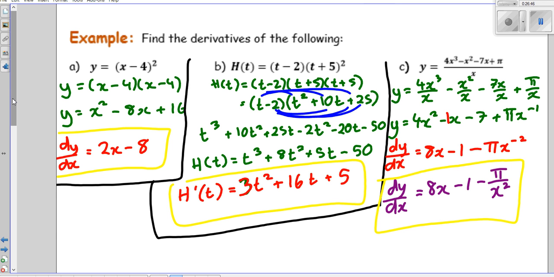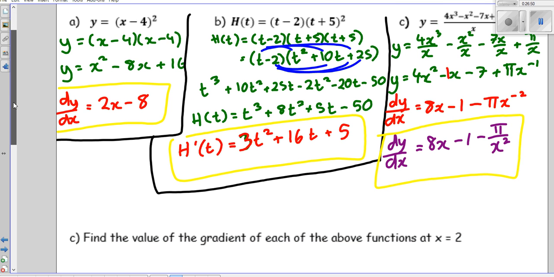Okay, so how do we therefore use the gradient function is what I've tried to throw in the next one. Find the value of the gradient of each of the above at x equals 2. So what do you think I do? It's something simple. Do I plug it into here? No. You plug it into your derivative. Yeah, good, because the derivative is the gradient function.